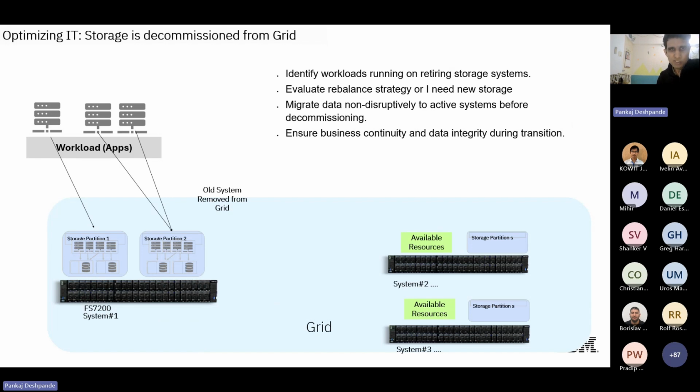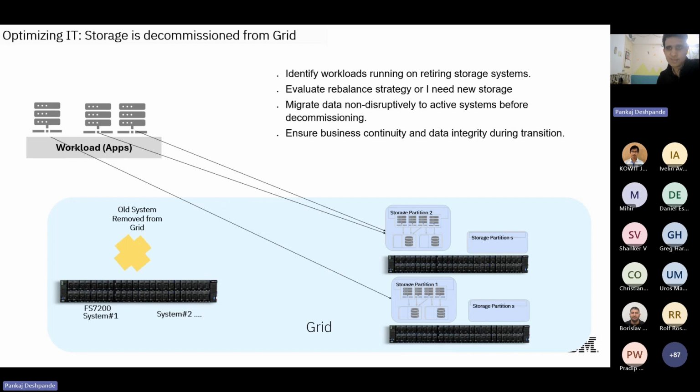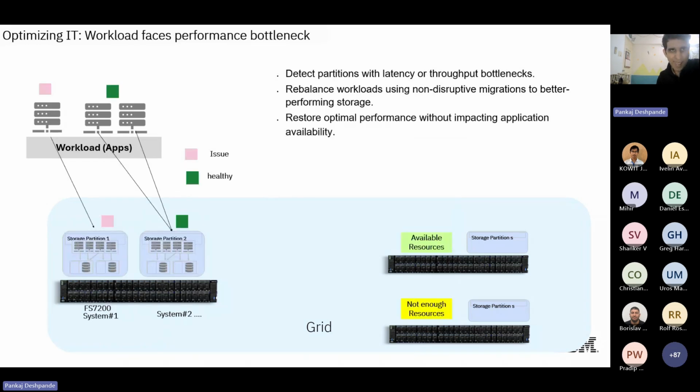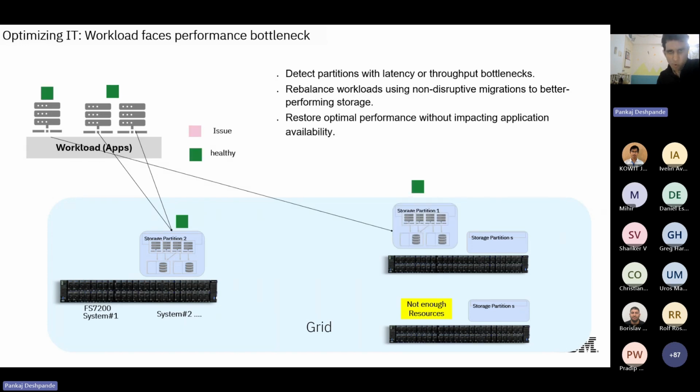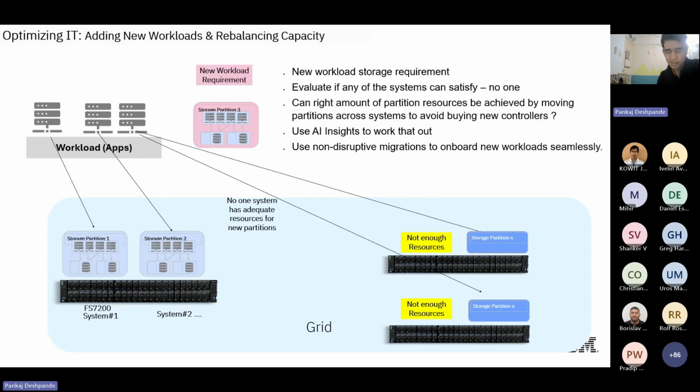Second, the storage is decommissioned. You have an older system getting removed from the grid. You can identify workloads running on the retiring storage system and evaluate a rebalance strategy based on AI insights. I have some available resource. Can I move it? Yes, I move all of them, and the old system can be decommissioned. Third, a workload is facing a performance issue. I identify that I've got some systems in the grid that have some resources. I can move it over there, and then I can get rid of the bottleneck.